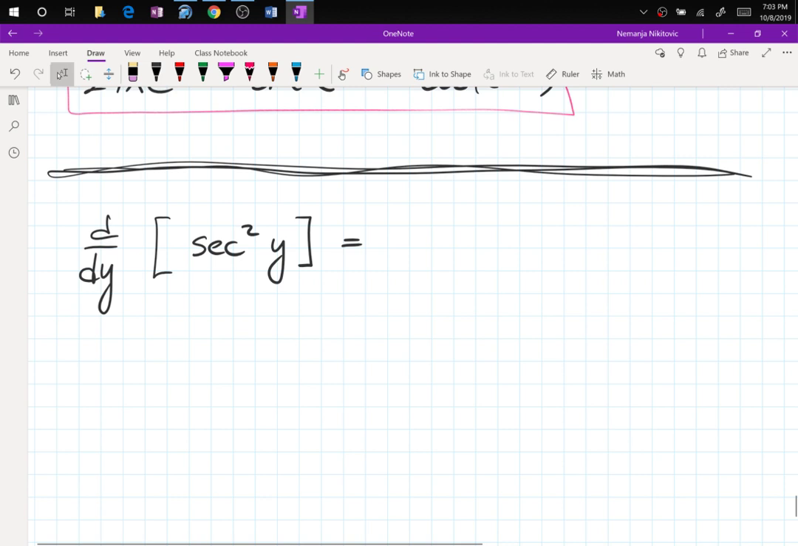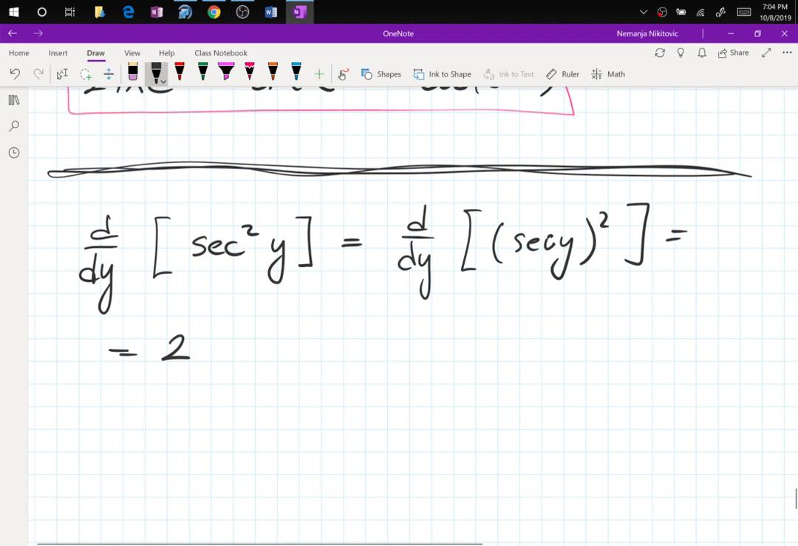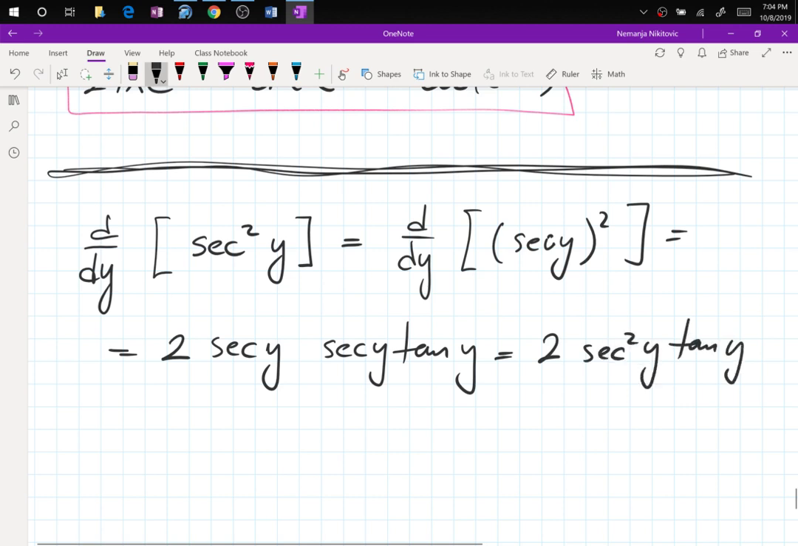All right, so we can rewrite this as secant y squared, which will be 2, and then we have secant y, and then the derivative of secant y is secant y tangent y, for a total of 2 secant squared y tangent y.